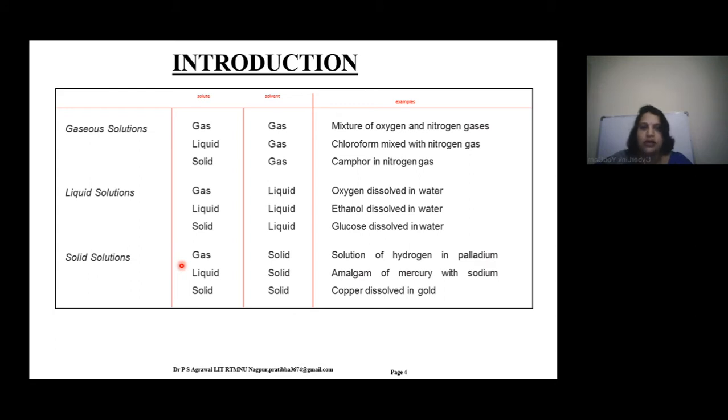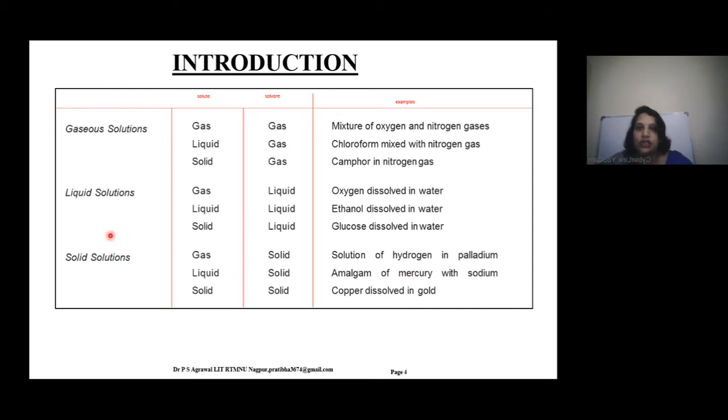Now, solutions are homogeneous mixtures of two or more components. By homogeneous mixture, we mean that its composition and properties are uniform throughout the mixture. Generally, the component that is present in the largest quantity is known as the solvent, which determines the physical state in which the solution exists. One or more components present in the solution other than the solvent are solutes. So, we will consider the binary solution, typically with one solute and one solvent.